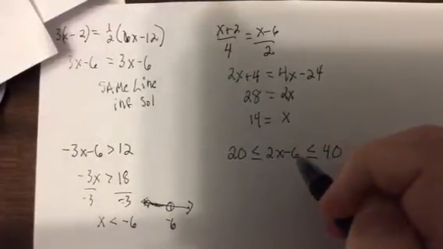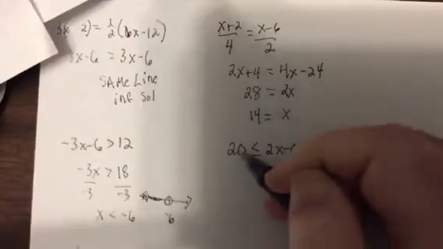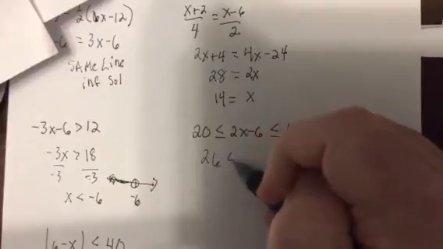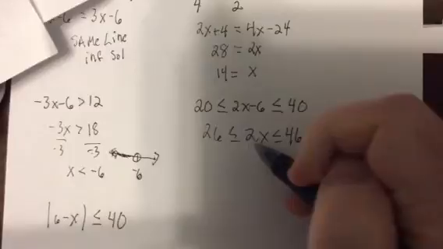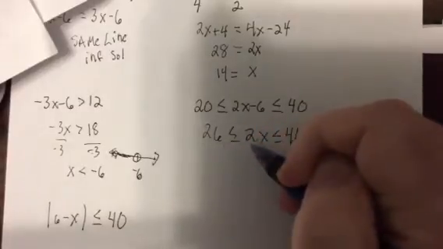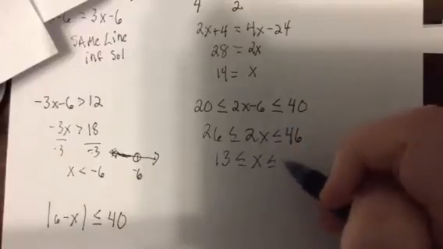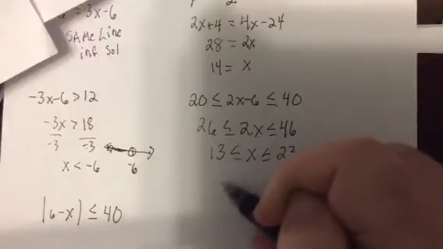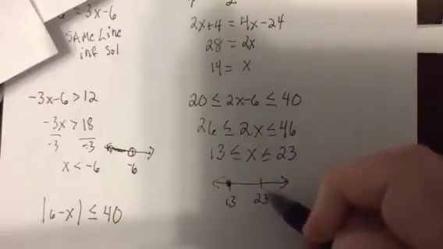This one, whenever it's squished together like this, that's an and. So I'm going to add 6 to all 3 terms. So let's see, I would have 26 is less than or equal to 2x, which is less than or equal to 46. Then to get this just to be a 1x, I'm going to divide every term by 2. So this would be 13 is less than or equal to x, which is less than or equal to 23. Now this means between two things. So the graph is between two things. Solid dot, solid dot.